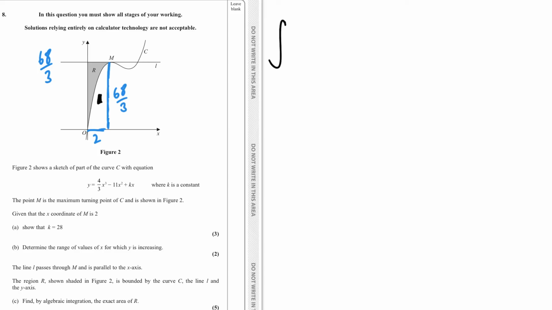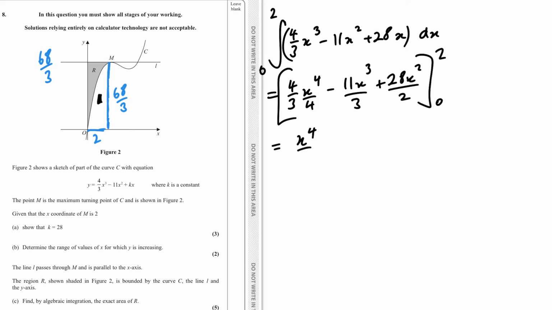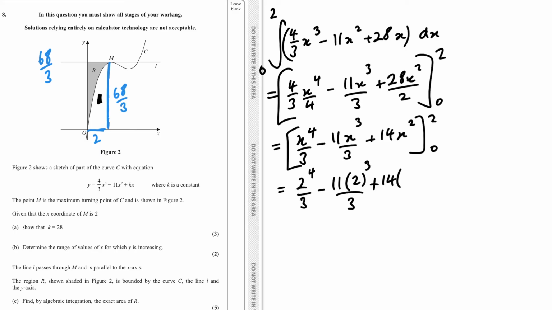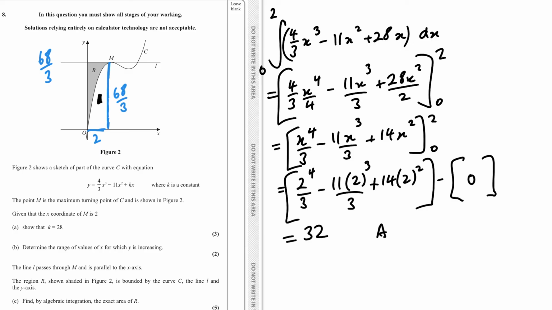Which I would get from integrating y. So if I integrated y, which is my 4/3 x cubed minus 11x squared plus 28x, and I will do this one just to show you. So we know what the integration is. Equals 32. The area of the rectangle is 68/3 multiplied by 2.